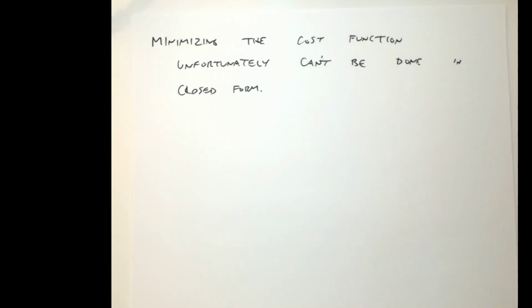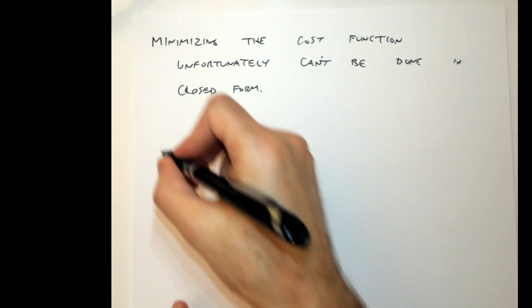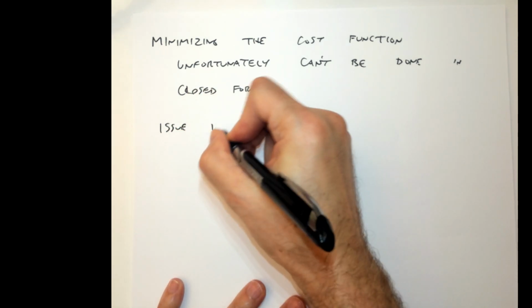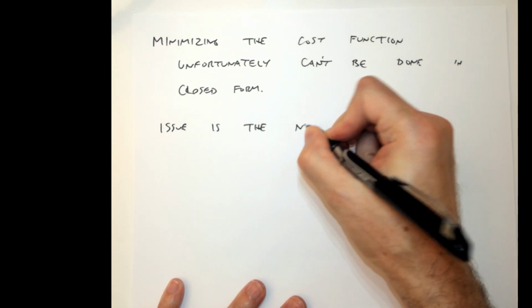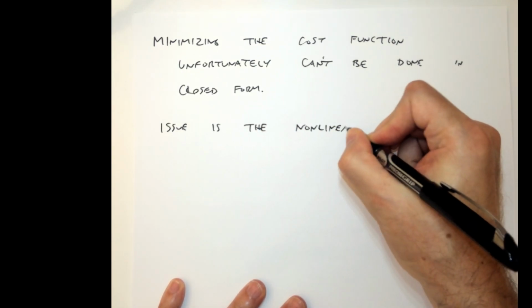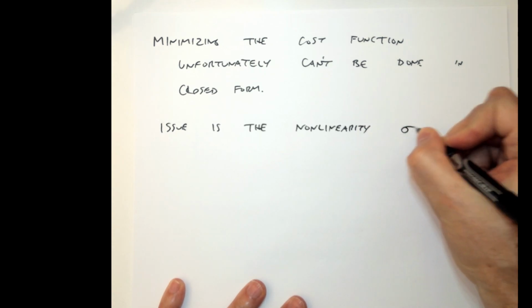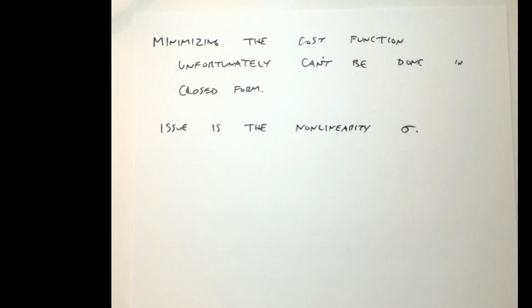Closed form basically means that I can just write the answer down, right? So for example, last time for Fisher's discriminant, I could just write down what was the best W. It was this matrix inverse times this other vector, right? Same thing for least squares problems. I could write the answer down. It's phi transpose, phi inverse, whatever, right? Here, I don't have the ability to do that. And the issue is the nonlinearity, this sigma function, right? That's the problem.